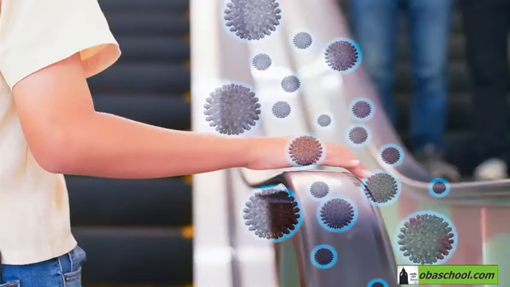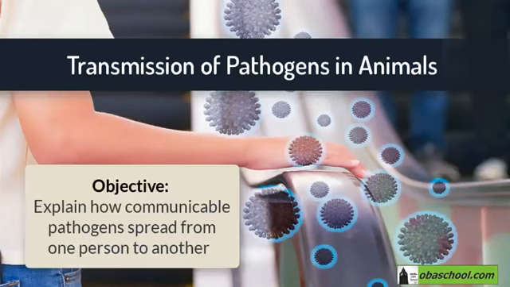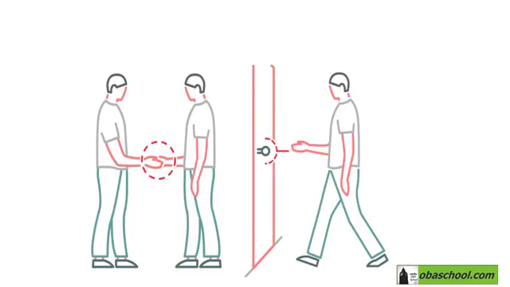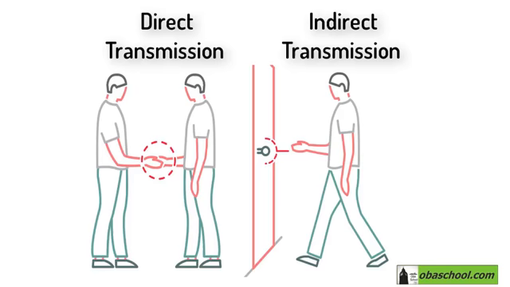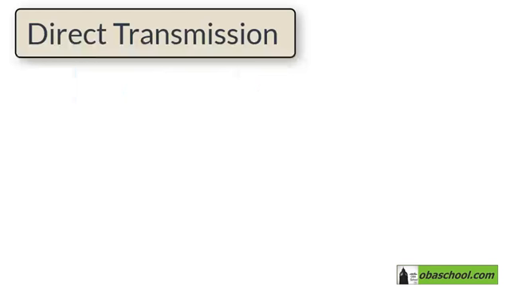Hello everyone, this tutorial is about the transmission of pathogens between animals. So, you guys are going to learn how communicable pathogens spread from one person to another. There are two main types of transmission between animals. The first one is the direct transmission, and the second one is the indirect transmission. We are going to begin with the direct transmission.